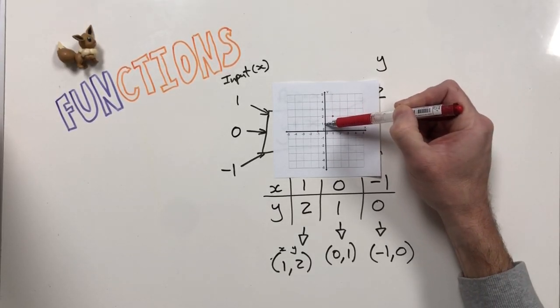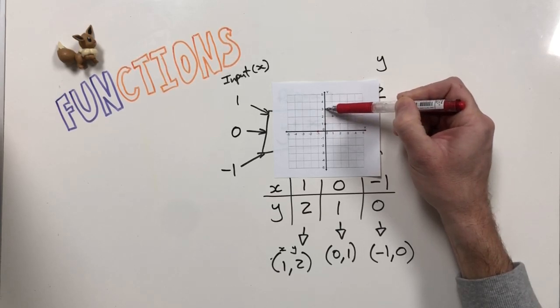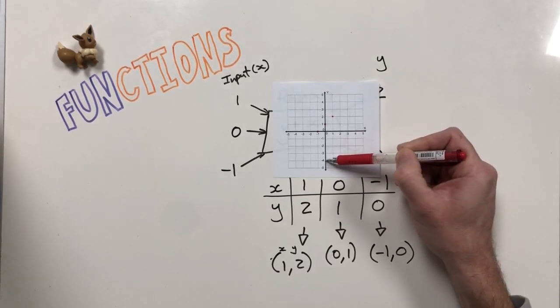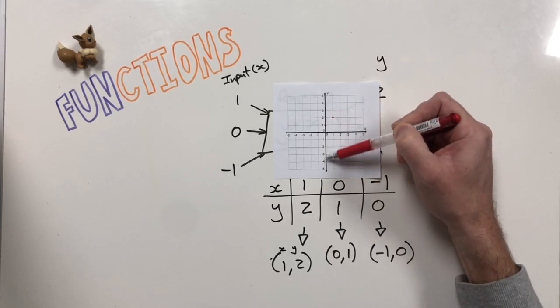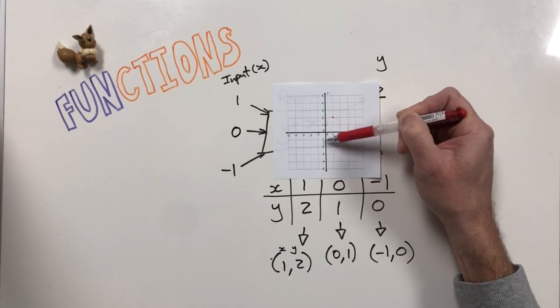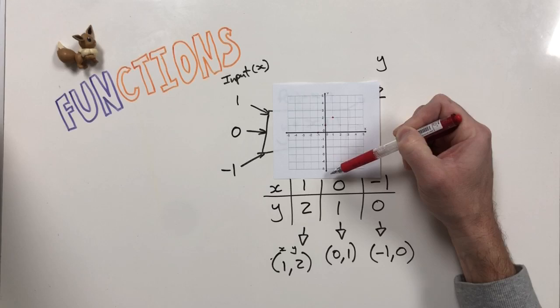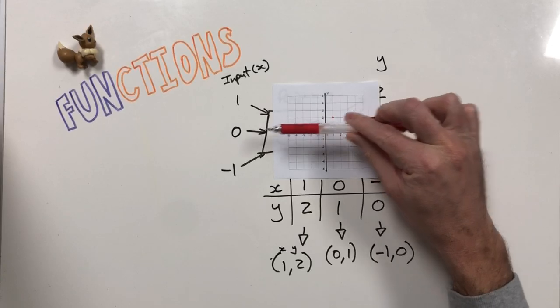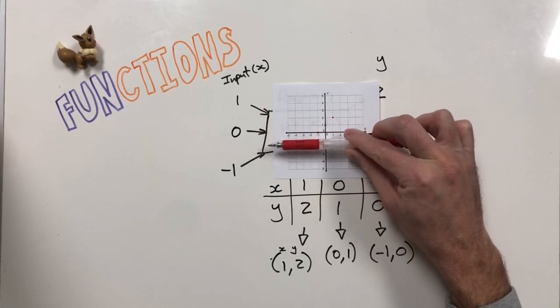So if I look at that point, x is 0, y is 1. If I look at that point, x is 0, y is 3. If I look at that point, x is 0, y is 5. If I look down here, x is 0, y is -4. So we have this common thing that everywhere on the y-axis, the x coordinate would be 0.